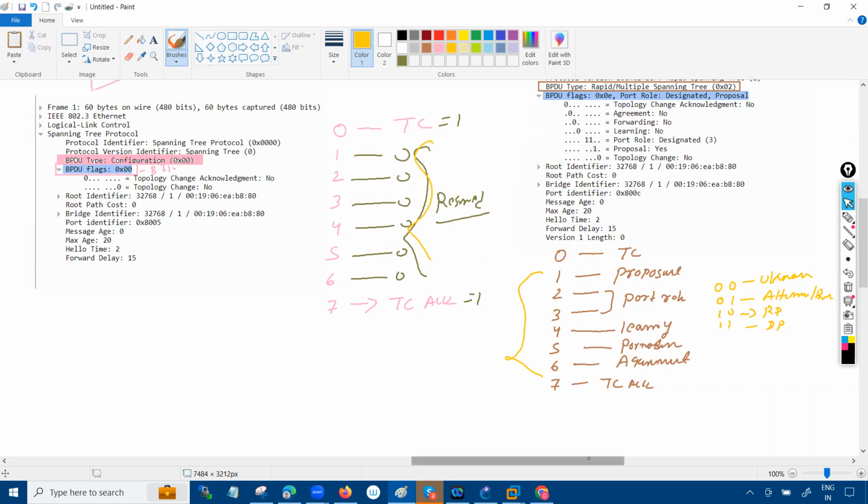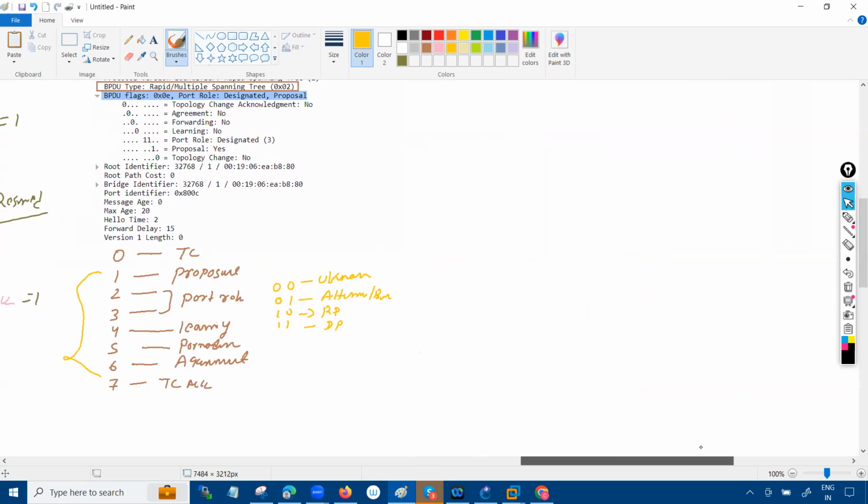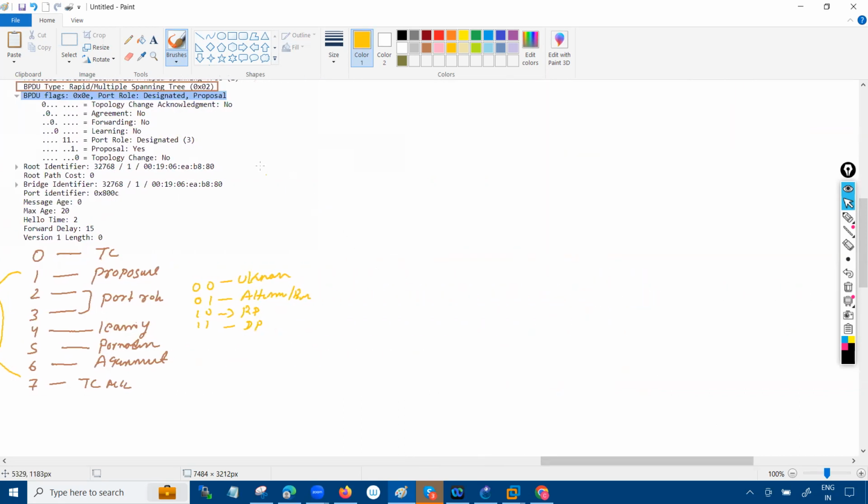Understand this concept, how RPVST is going to work. Take an example: we have a switch one, a switch two, and a switch three.